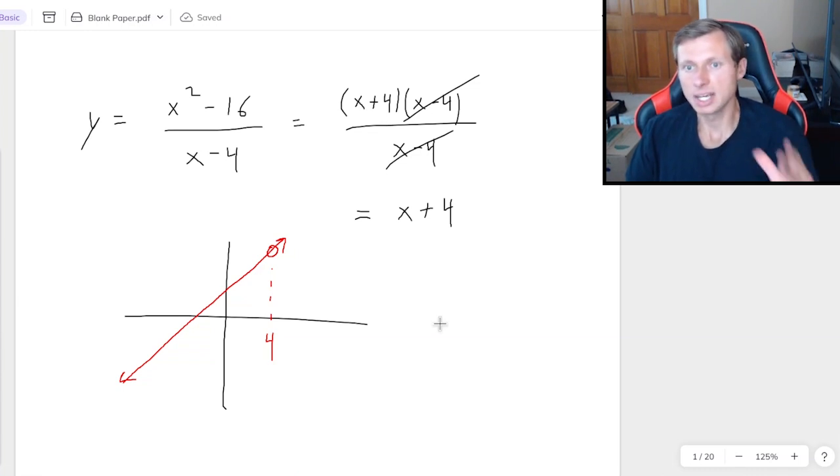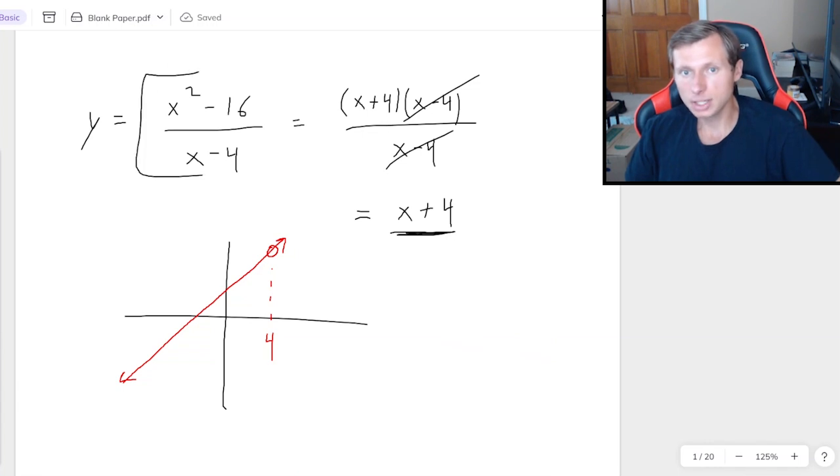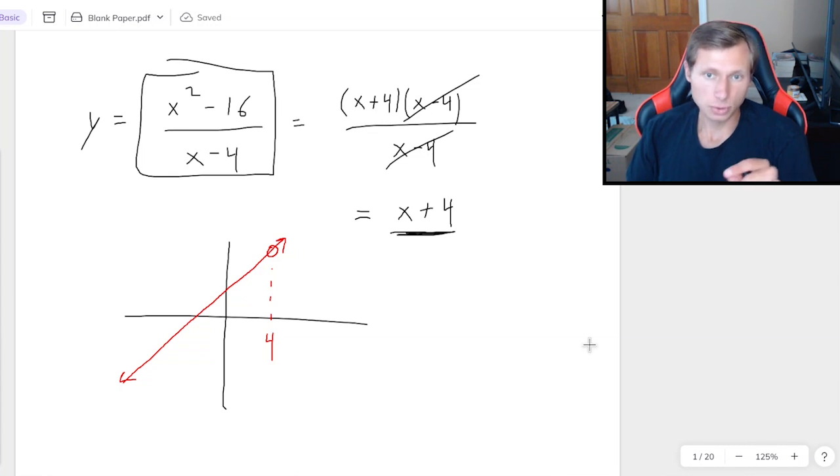And what it means is that you cannot plug in positive 4. Even though I can plug in positive 4 right here, 4 plus 4 is 8, that's fine and all. But since you can't plug it into the original function, there's a hole there. And your graphing calculator will agree with me. If you go to the table on a TI-84, that's second and then graph, and you look for the value x equals 4, it will say error there. And that's because there's a hole in the graph.